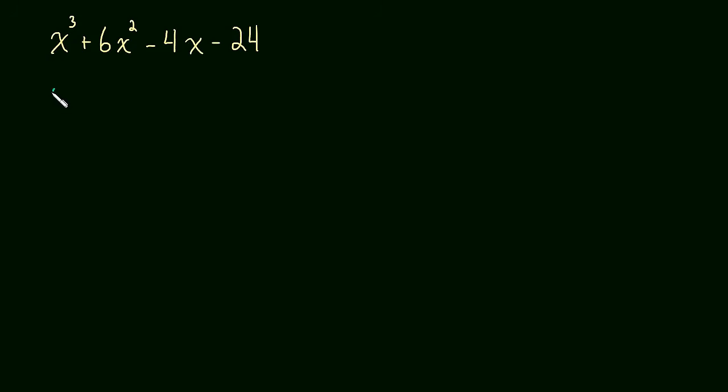So how does that work? Well, we group the first two terms together, and then we add the group of the second two. So this will be x cubed plus 6x squared plus, and then minus 4x minus 24. So we haven't changed anything. We just decided to group these into pairs.